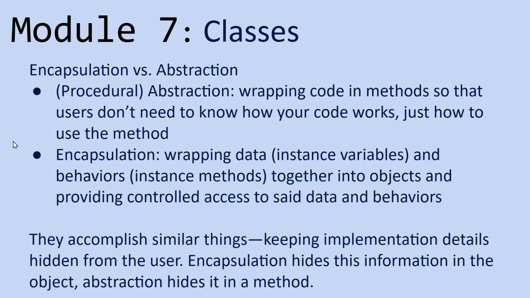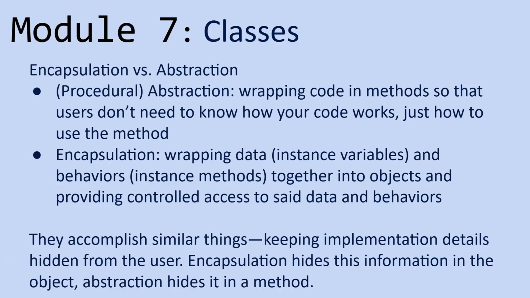And then I mentioned encapsulation does some similar things to abstraction, but there is a difference that's important. So, procedural abstraction means we're wrapping code in methods so that users don't need to know how the method works on the inside. They just need to know how to use the method. So, they need to know a brief description of what the method does. They need to know what parameters it takes, and they need to know what it returns or what output it gives, right? And encapsulation wraps data, which in actual implementation are instance variables, and behaviors, which in implementation are instance methods or non-static methods.